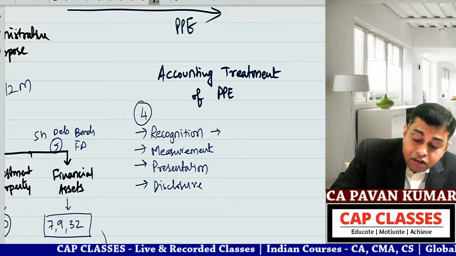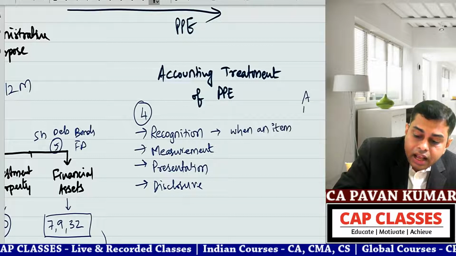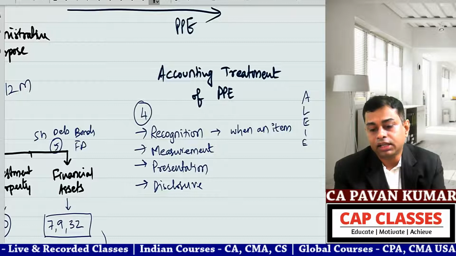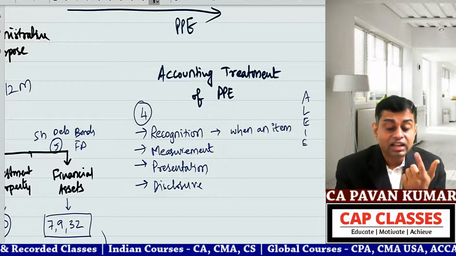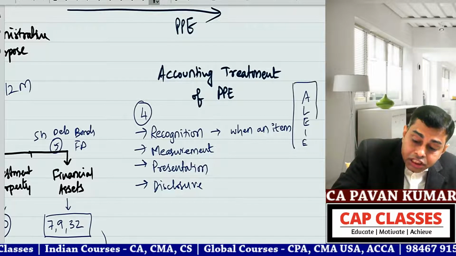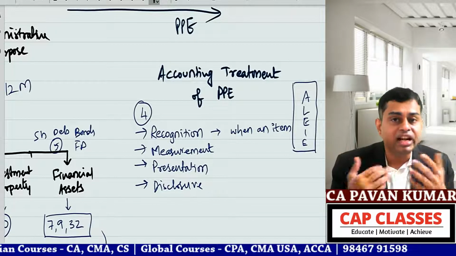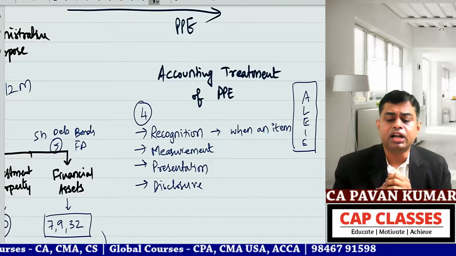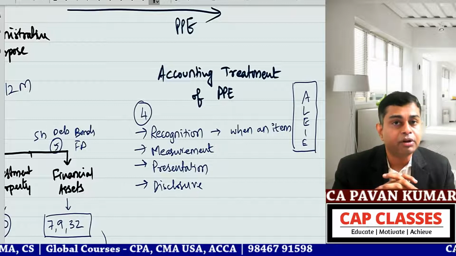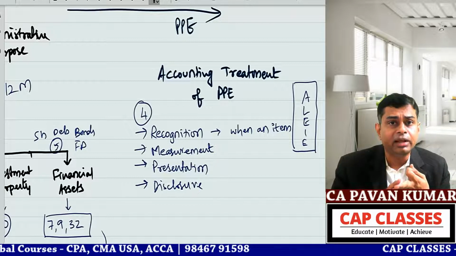What is recognition? When an item of... ALEIE. Sir, what is this, sir? Asset, liability, equity, income, expense. These are called financial statement items. Whenever someone asks you, tomorrow you completed ACCA, or you completed diploma in IFRS, then you went to one interview. They asked you, hey, what do you mean by financial statement items? You have to say financial statement items broadly covers assets, liabilities, equity, income and expense.